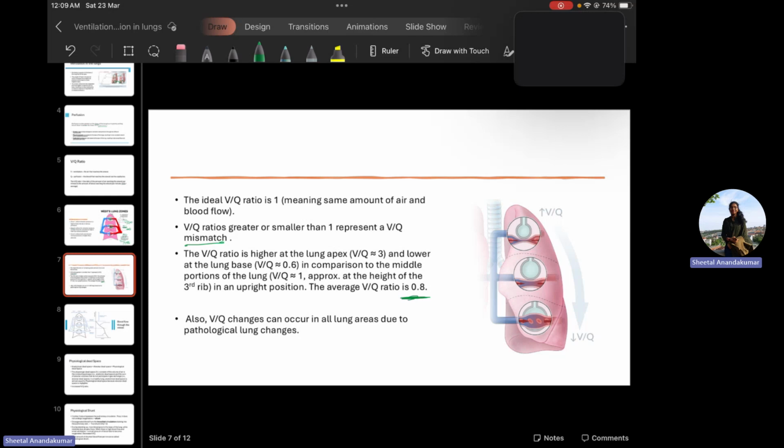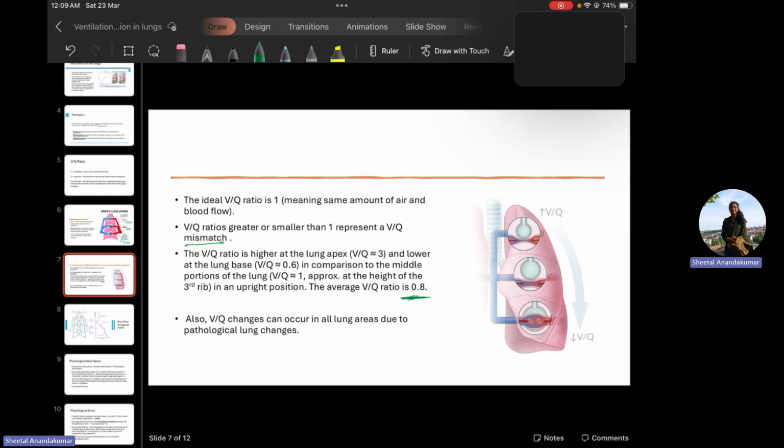On the other side, if there are some issues with the alveoli or the ventilation, like some kind of an obstruction in the airways, because of which there's decreased ventilation, then the VQ ratio might decrease because of that. So with that, we can use that as a diagnostic parameter for different pathologies.